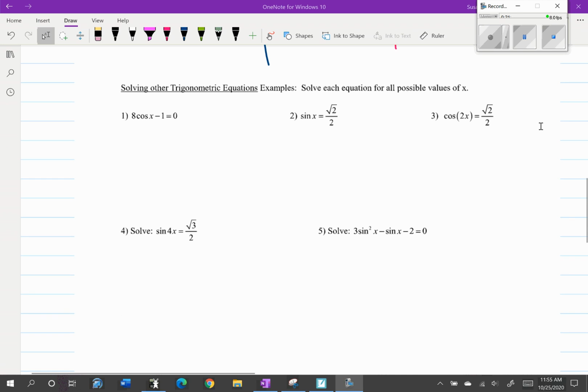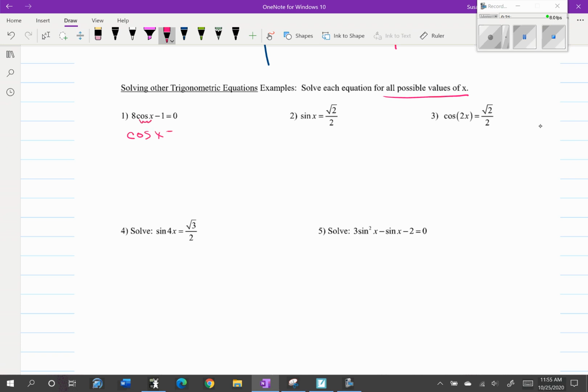All right, so let's go ahead and actually solve some examples for this. We're going to solve these to find all the possible values of x, so we're not going to worry about just 0 to 2 pi for these. So for cosine, in order to solve, first you want to isolate the trig function that you're trying to solve for, because we need to get x by itself.